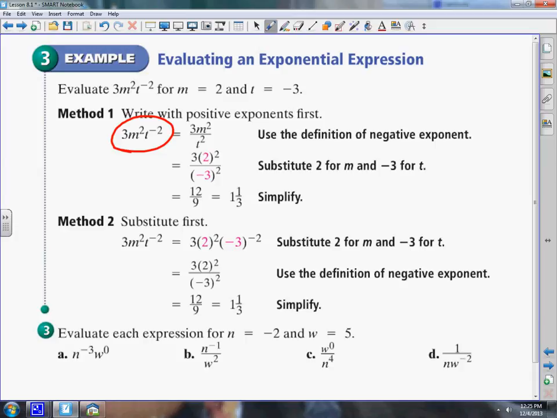So if you look at this first one, 3m squared t to the negative 2. Well, first they decided to get that t to the negative 2 and put it down. So once I'm all positive exponents, then I'm going to plug in my numbers and find my answer. The same thing here: they got this negative 2 and put it down in the denominator, and then they put in their numbers and found their answer.